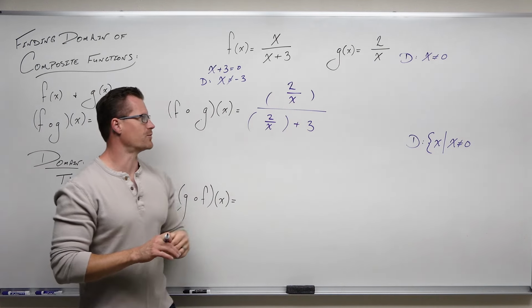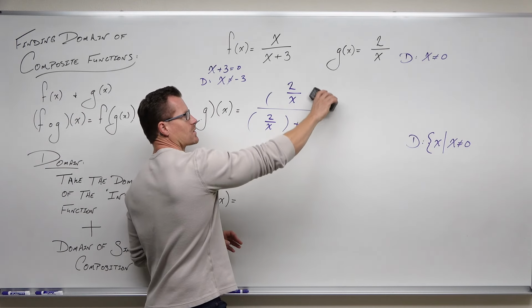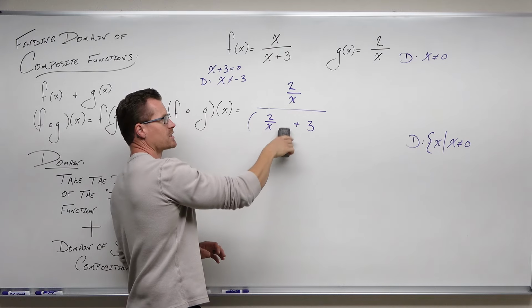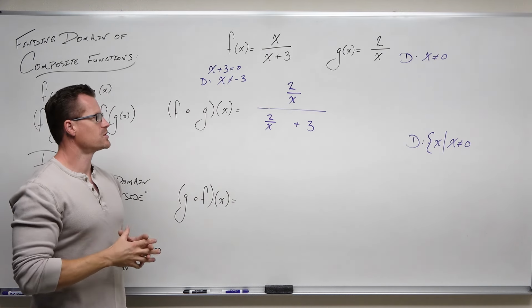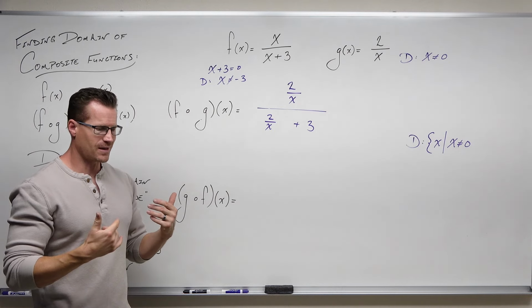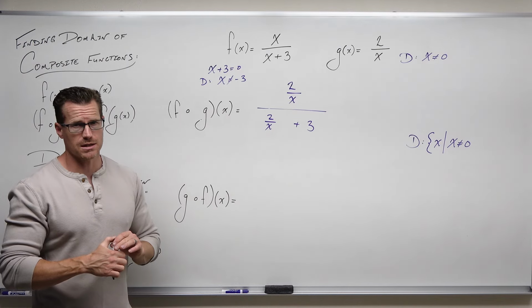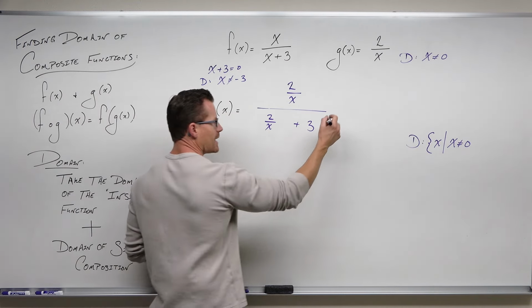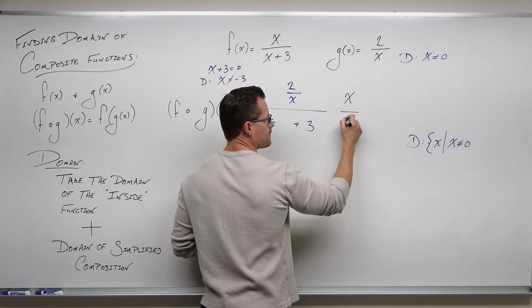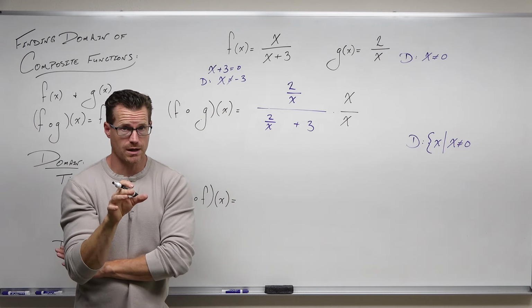And then we have to simplify this. And yes, you do have to simplify it. So how do we simplify this? Well, because the parentheses really aren't super relevant right now, just give us a place to put that function. We have 2 over x divided by 2 over x plus 3. This is a complex fraction. How we deal with complex fractions is multiply by the LCD on both the numerator and the denominator. So our LCD here is x. Let's take x, let's multiply it by x over x.